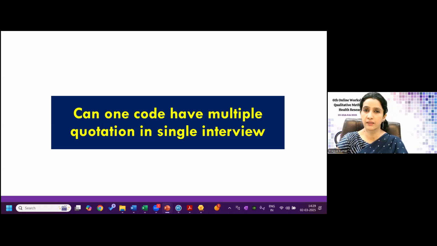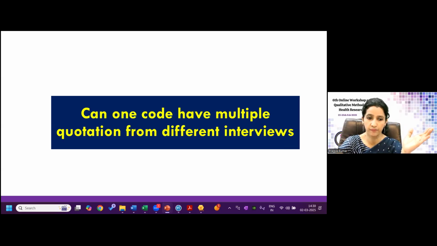And then the next question is, can one code have multiple quotations in a single interview? That means one code having multiple quotations. We have just seen an example where we choose one code having multiple quotations. That is possible because that's triangulation. Multiple quotes means it can come from the same participant twice or thrice, or from many other stakeholders.